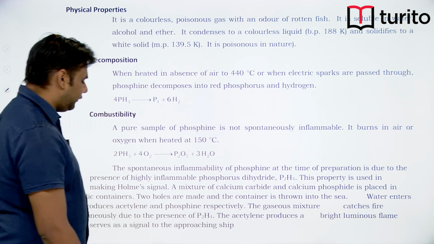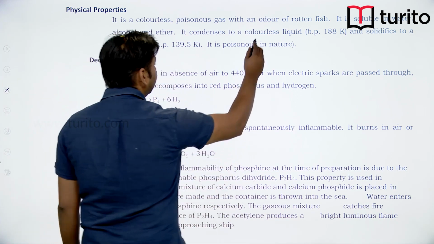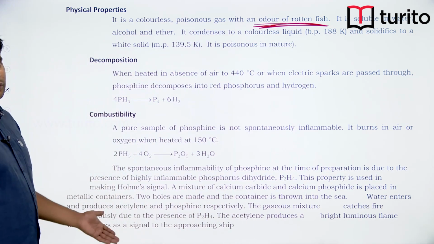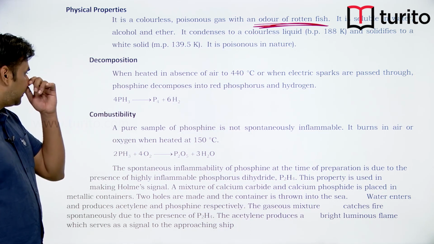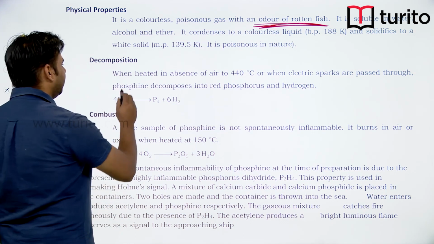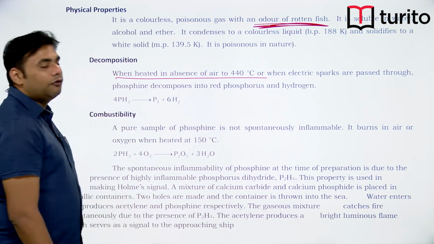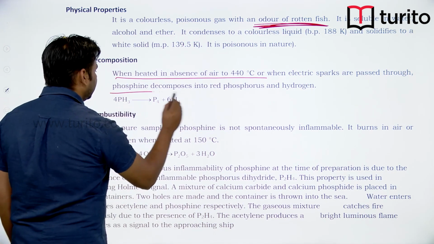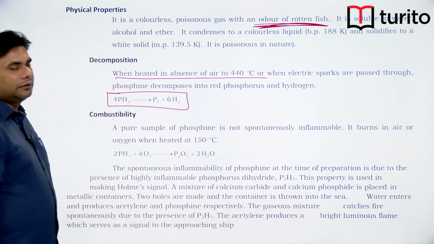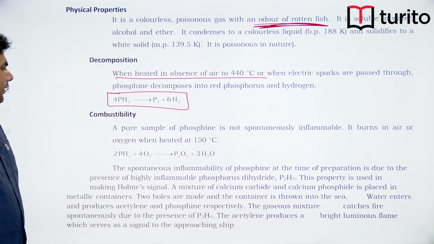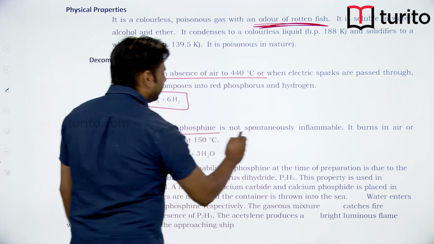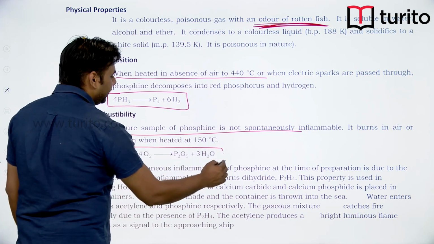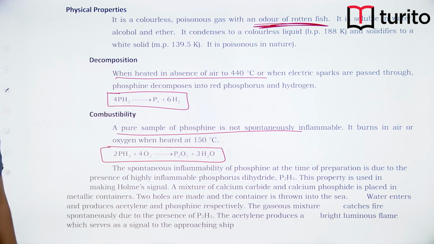If you look at the physical properties, phosphine has an odor of rotten fish. Phosphine, when heated in the absence of air to 440 degrees Celsius or when electric sparks are passed through it, decomposes into red phosphorus and hydrogen. Pure phosphine is spontaneously inflammable. It burns in air when heated at 150 degrees Celsius.